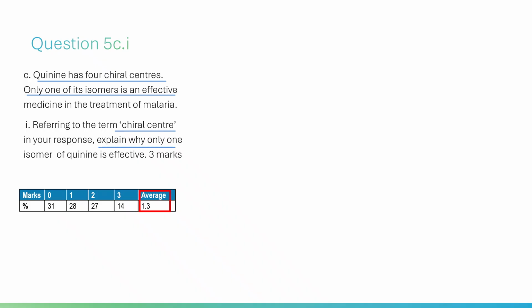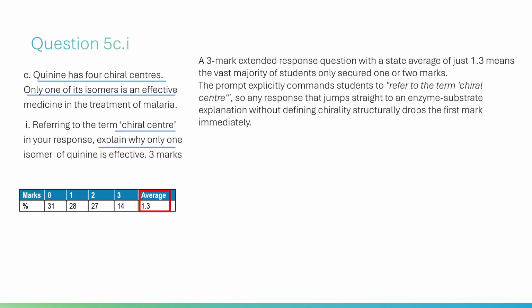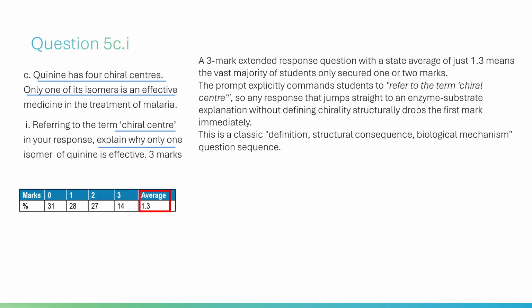3 marks. A 3-mark extended response question, with a state average of just 1.3, means the vast majority of students only secured 1 or 2 marks. The prompt explicitly commands students to refer to the term chiral center, so any response that jumps straight to an enzyme substrate explanation without defining chirality structurally drops the first mark immediately. This is a classic definition, structural consequence, biological mechanism question sequence.